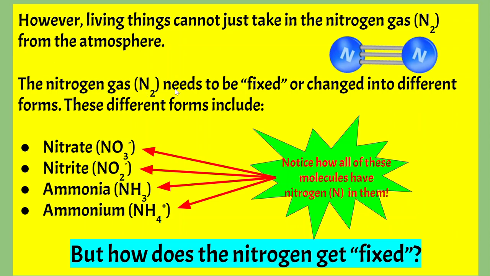So nitrogen gas can be fixed or changed into different forms. The forms that nitrogen can turn into are nitrates, that's NO3, nitrites, NO2, and ammonia, which is NH3, or ammonium, which is NH4. We're usually going to lump ammonia and ammoniums together. All of these molecules, though, if you notice, they have an N. So these are places that nitrogen can be. So if it's really hard to break these apart, and we say we need to fix them to be able to use them, how do we do that?